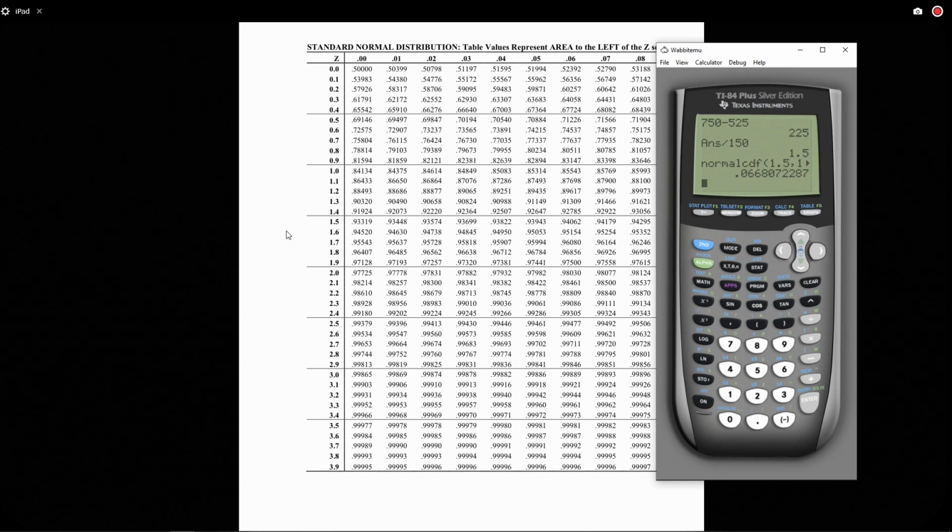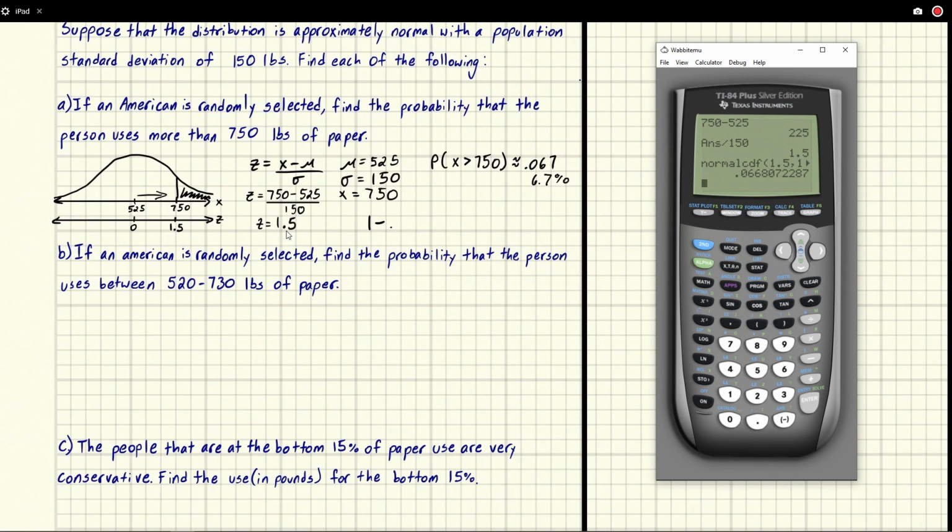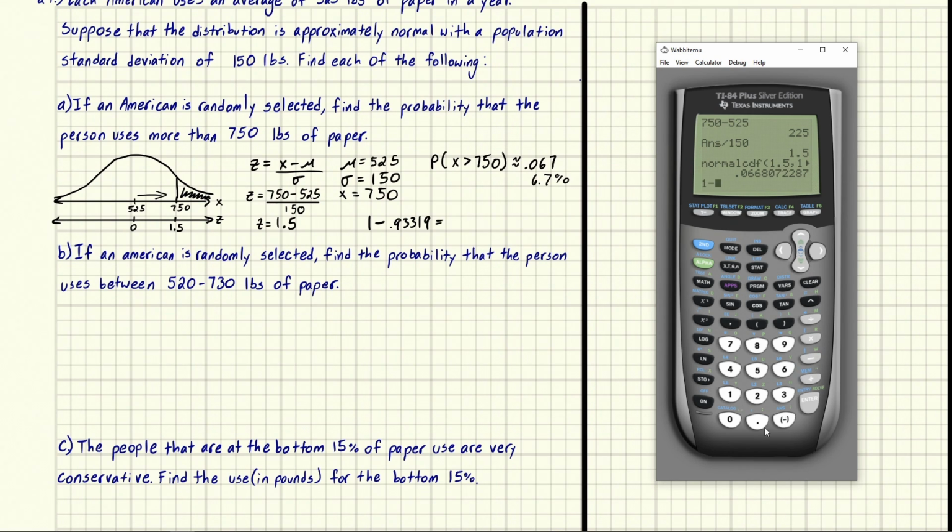0.93319. So we're going to go back. 0.93319 was the area to the left. That's this area that's not shaded. The chart always gives us area to the left, and so now we just do 1 minus this, and we're going to get an answer. We're going to get 1 minus 0.93319. Hit enter, and lo and behold, we get the exact same thing.